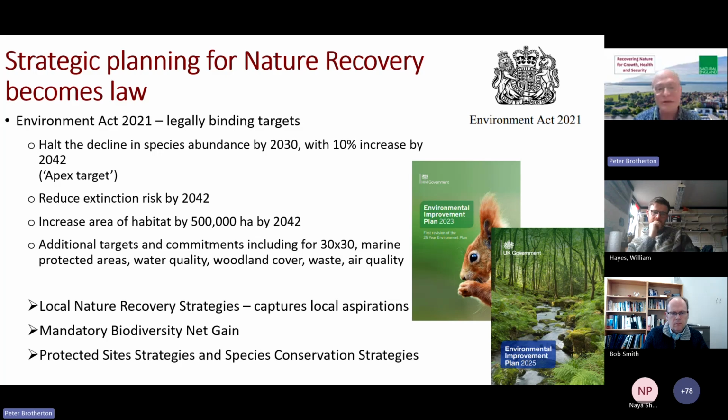And protected site strategies and species conservation strategies provisions existed in this act as well, which zooms out from specific species populations and specific sites, to allow wider impacts on those to be taken account of. So it gives us new tools to tackle the more dispersed causes of nature's loss, and they're really important.